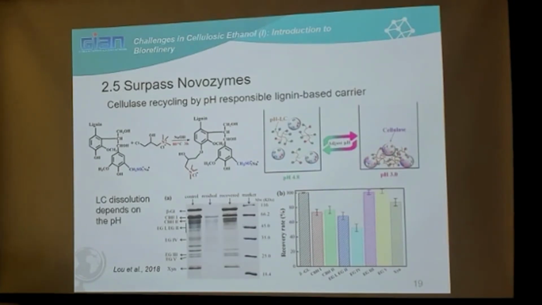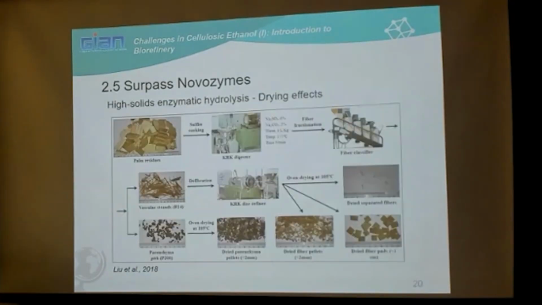And for the next round, you can adjust the pH to pH 4, and the lignin bound with cellulase can be dissolved, and the cellulase can be released from lignin. So it's a very convenient way for cellulase recycling.